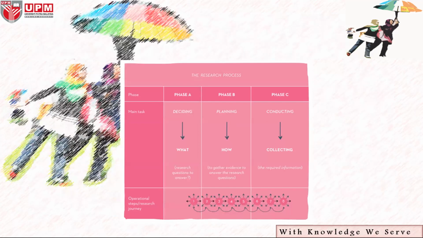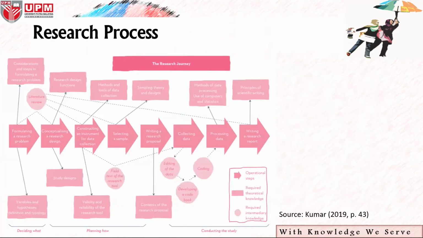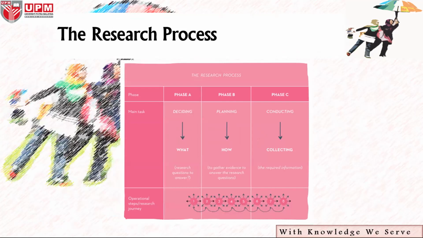Okay, so according to this scheme, based on Kumar, he divided the research process into three phases. Okay, there is the deciding phase, planning phase, and conducting phase. What, how, and collect. Okay, so specifically, he operationalized the methods into 8 different steps.